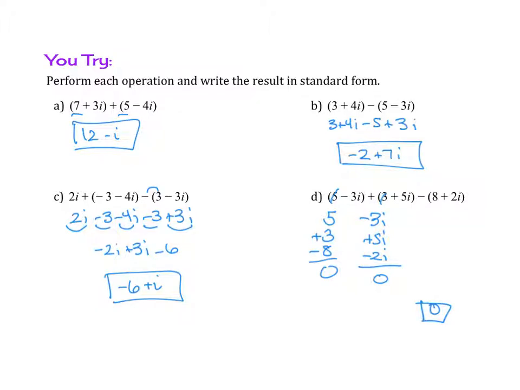So if you tried this out, you'd have gotten 12 minus i, -2 plus 7i, -6 plus i, and 0. Just as a reminder, you have to write it in standard form. That means that the real part goes first, a, and then the bi goes second.